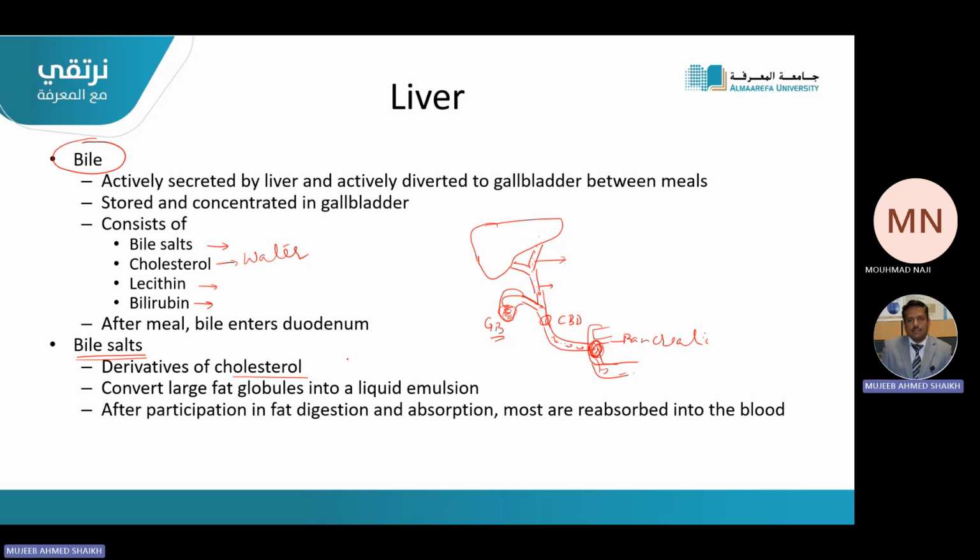What is the function of bile salt? It converts the big fat globule into smaller molecules. When bile salts act on the fat globule, it will be converted into smaller molecules which can be easily absorbed, or can be acted on by the pancreatic lipase. Pancreatic lipase will act on it for digestion, for metabolism.